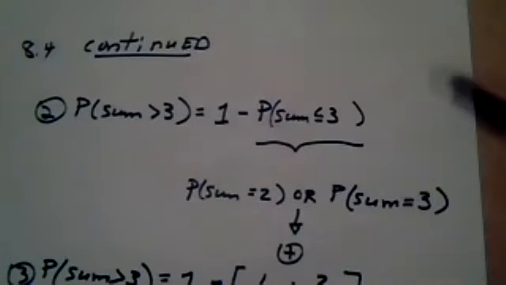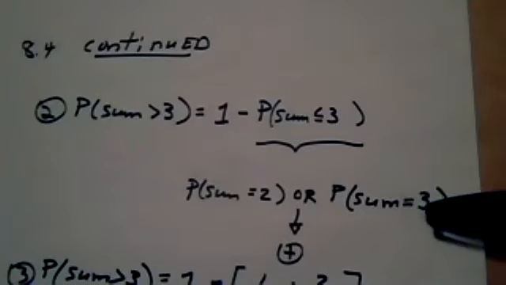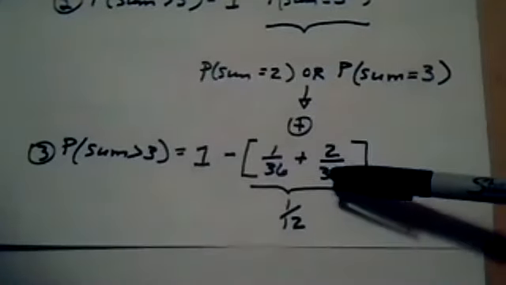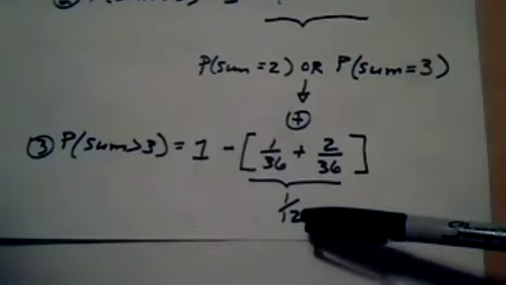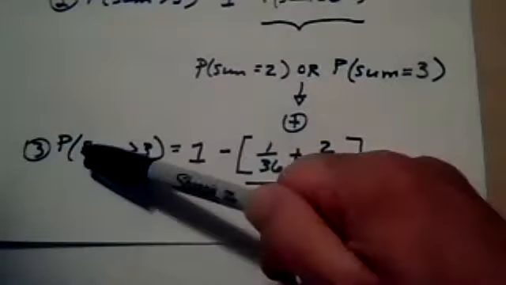1, 1 would give you a 2. That's the smallest sum you could get. And then the next one would be a sum of 3. So go and count. How many add up to 2? Well, 1 out of the 36. How many add up to 3? Well, 2 out of the 36. Then you add these two and you get 1 over 12. Then 1 minus 1 over 12 will give you the probability the sum is greater than 3.